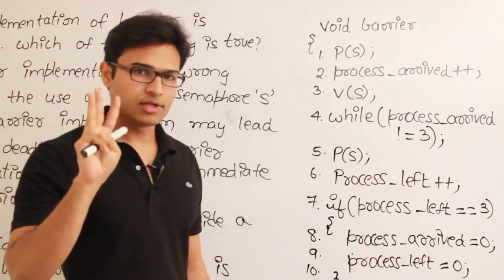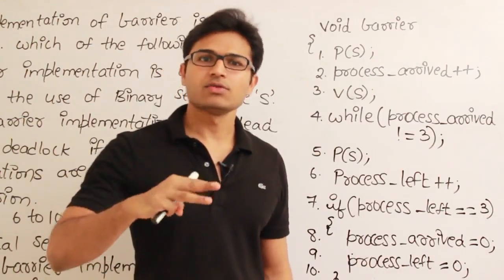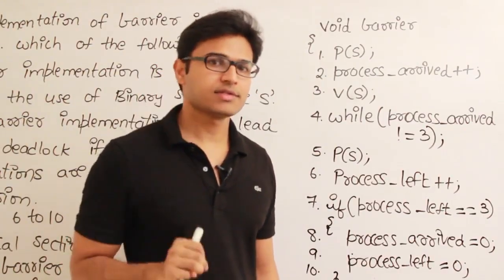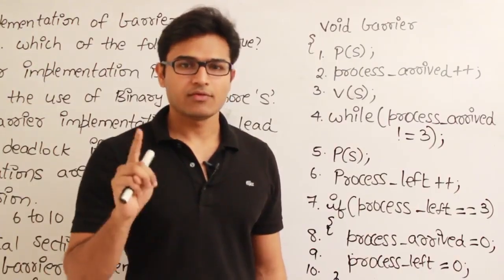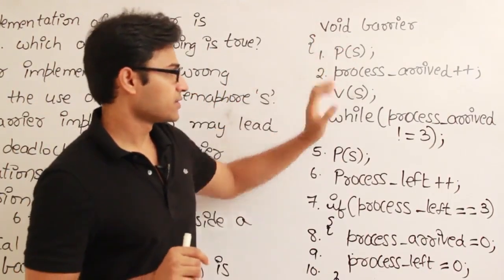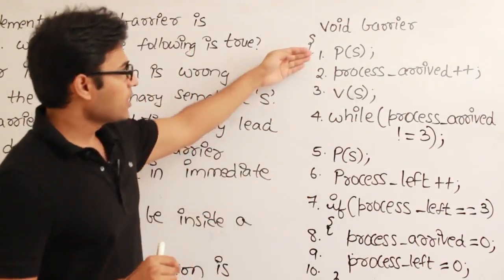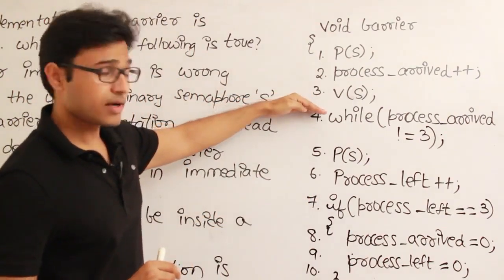They said that there are 3 processes and all these 3 processes are using the barrier, and no process should cross the barrier until 3 processes arrive there. Got it? And for that, in order to synchronize the access to this global variable, they are using a mutex, yes, right? And next what happens is, see this.